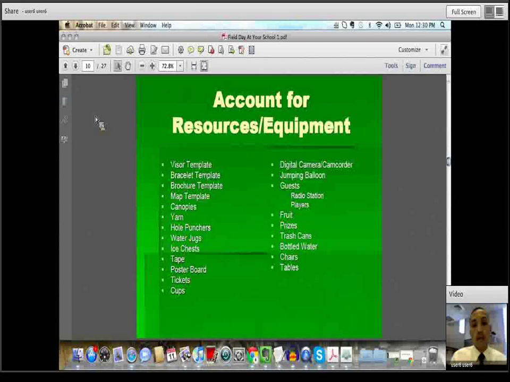It's also important to account for all the equipment and the resources that you might need for the day. For this example, the resources and equipment are a canopy, hole punchers, ice chests, poster board, fruit, prizes, guests, a jumping balloon, chairs and tables.